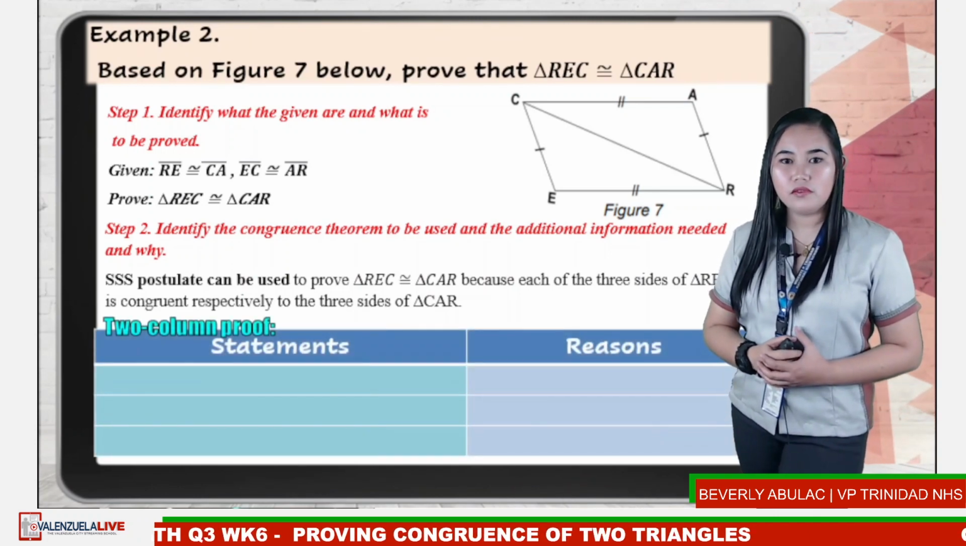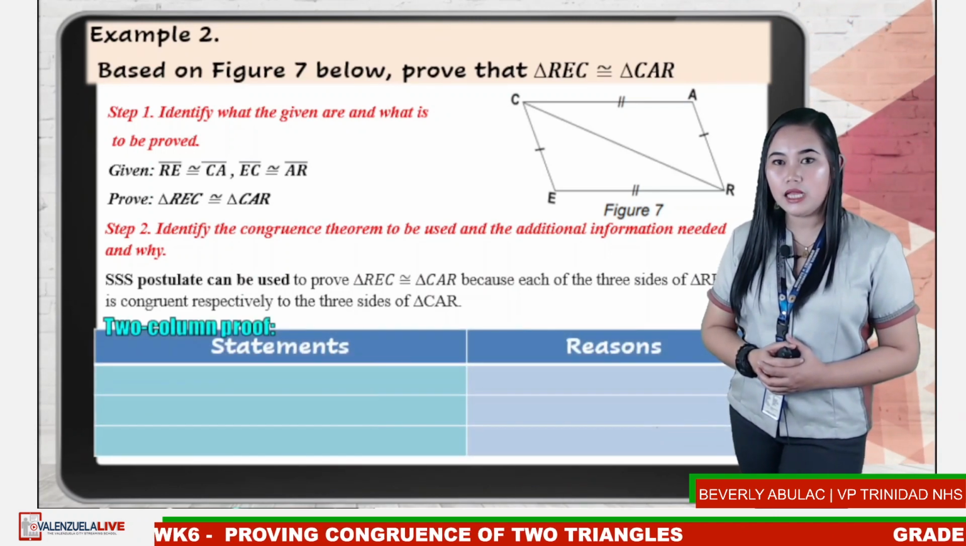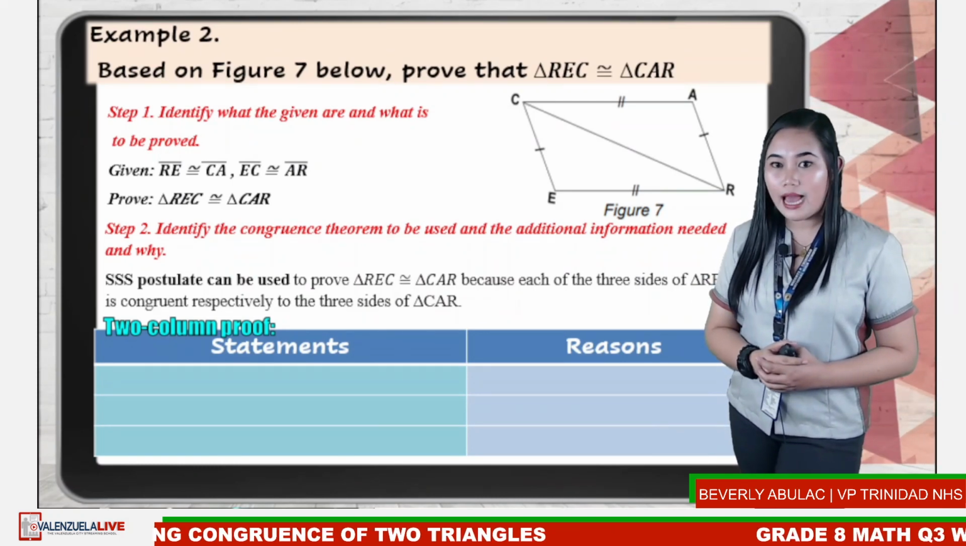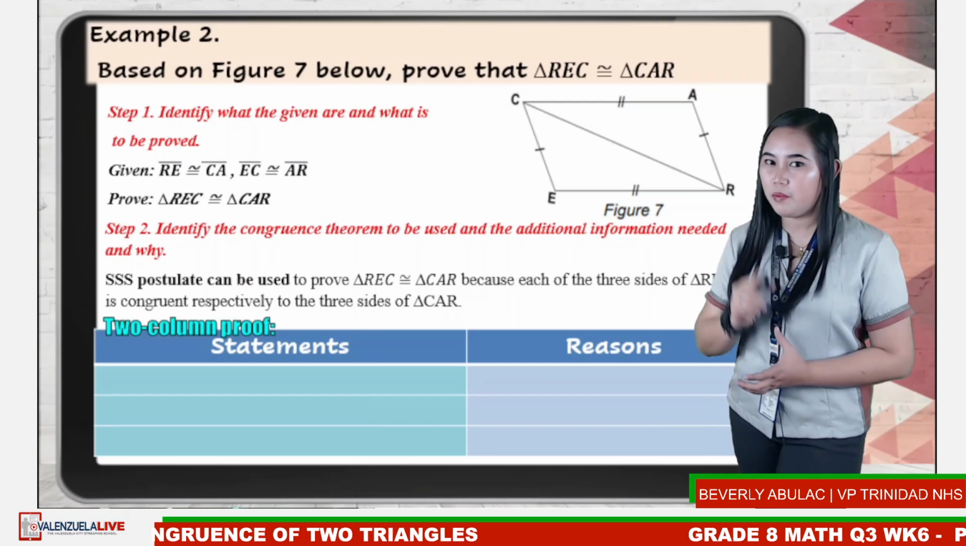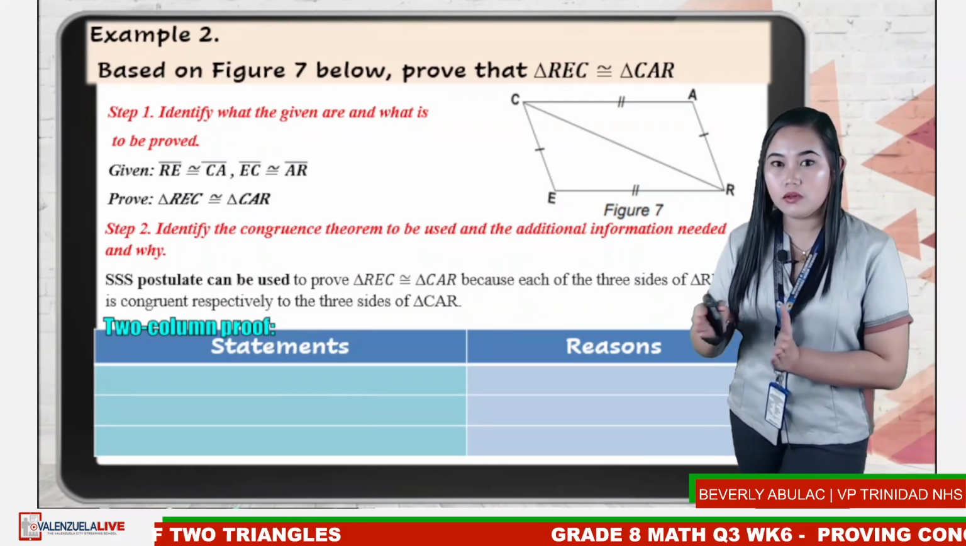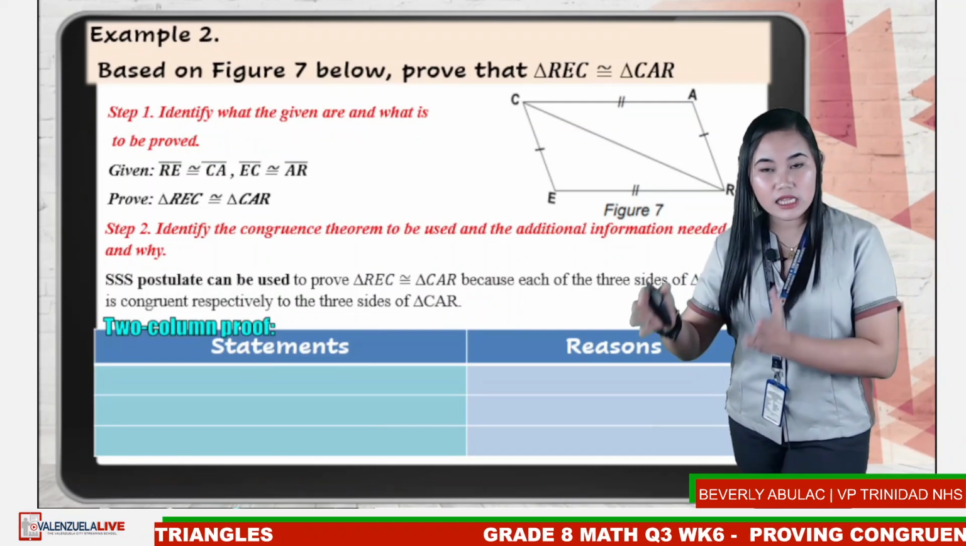For step 3, we have to write down the statements and the reasons in a two-column proof. Make sure the last statement contains what should be proved. Again, we have to prove triangle REC is congruent to triangle CAR.